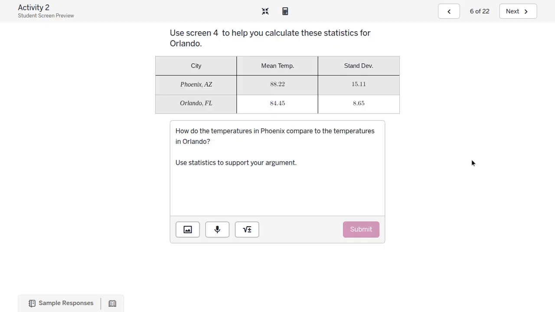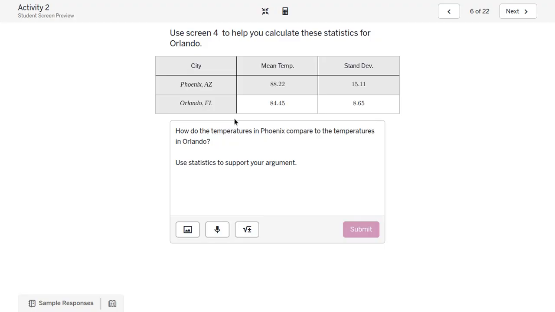So for example, looking at these mean and standard deviations for Phoenix and Orlando, these were looking at high temperatures all across 2021. Coming up with some of these arguments, I was looking for things like maybe Phoenix is generally a hotter city because their mean temperature is higher than Orlando. Orlando is more consistently around 84 degrees because its standard deviation is lower than Phoenix by, say, 6 points. Even including some of these.